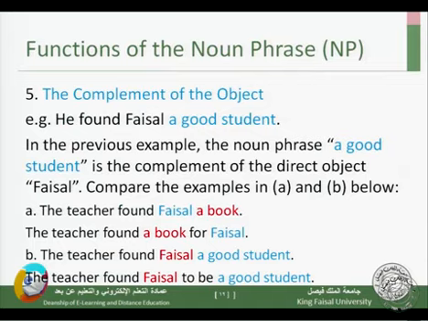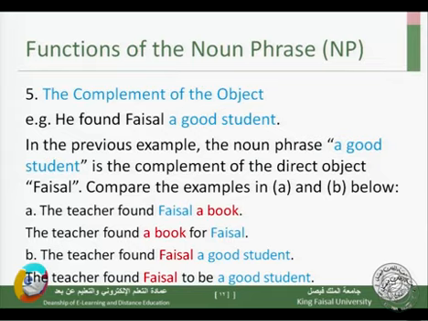Okay. Now we move on to the next function of the noun phrase, which is the complement of the object. As you remember, a complement is something necessary. It is necessary for the meaning, it completes the meaning. So look at this example. He found Faisal. We have a subject, he, a verb, found, and a direct object, Faisal. But the meaning is not complete, okay?